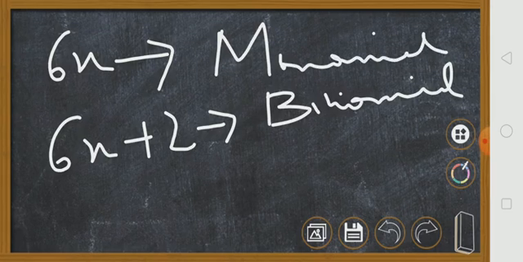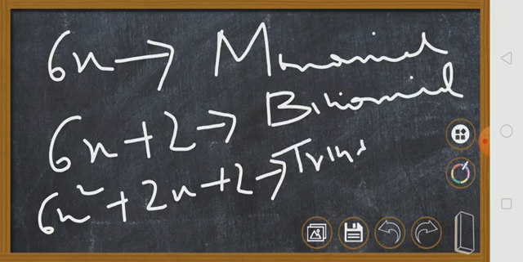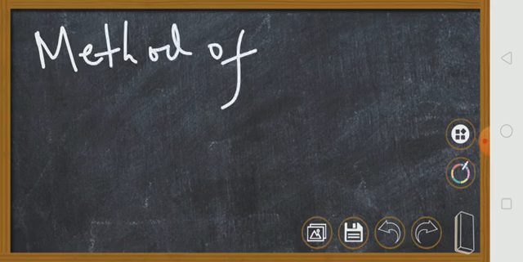Now let's say you have the third one, 6x square plus 2x plus 2. So this consists of 3 terms. What is it called? Trinomial. So I hope it is clear to you. All right, next we have the methods of factorization.